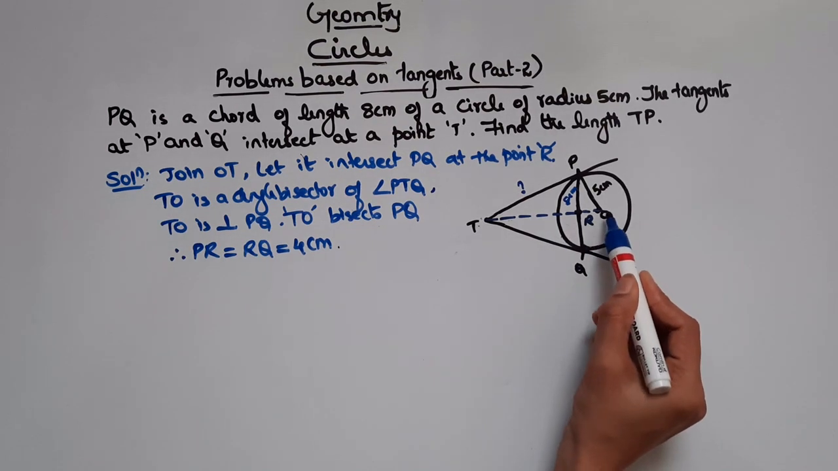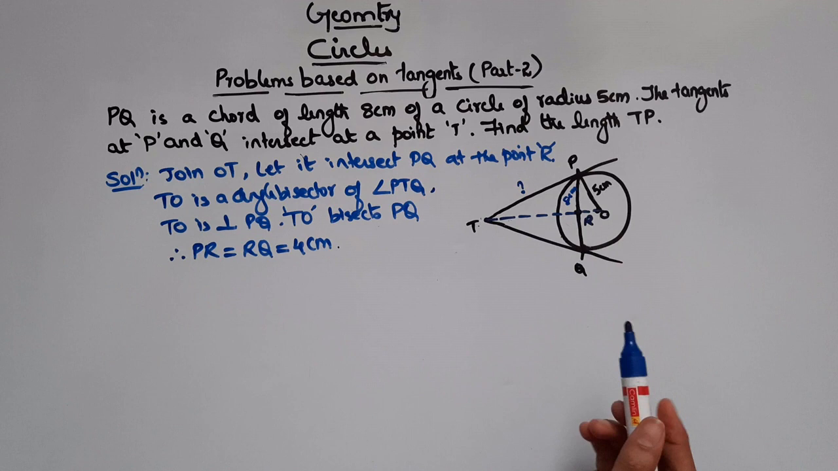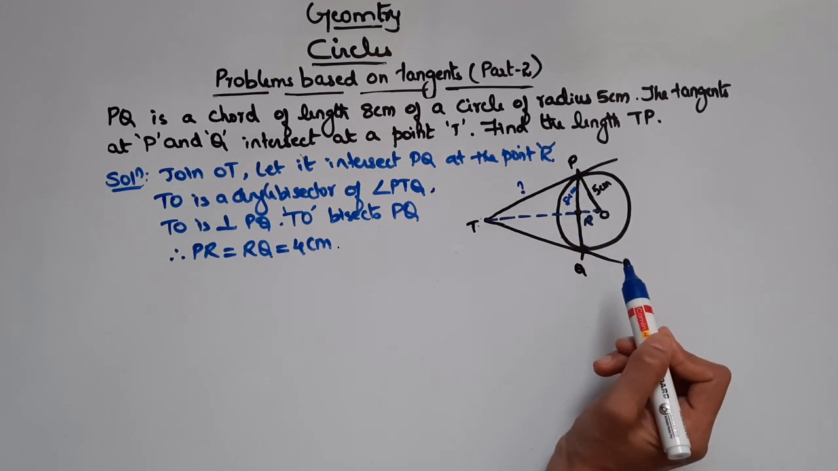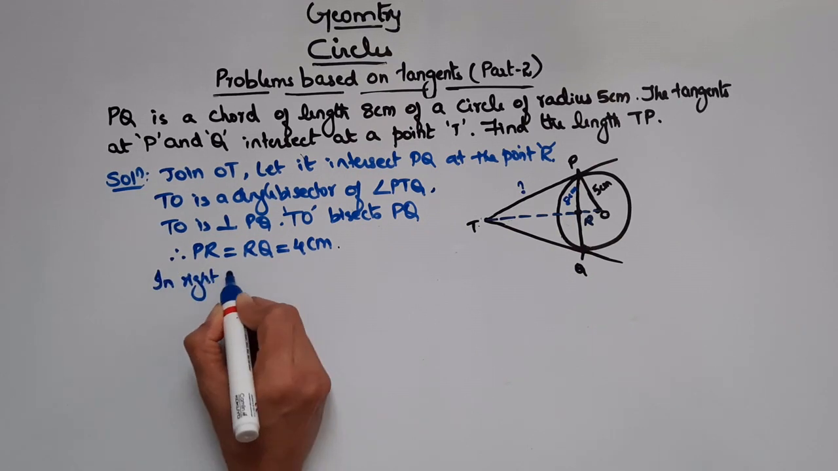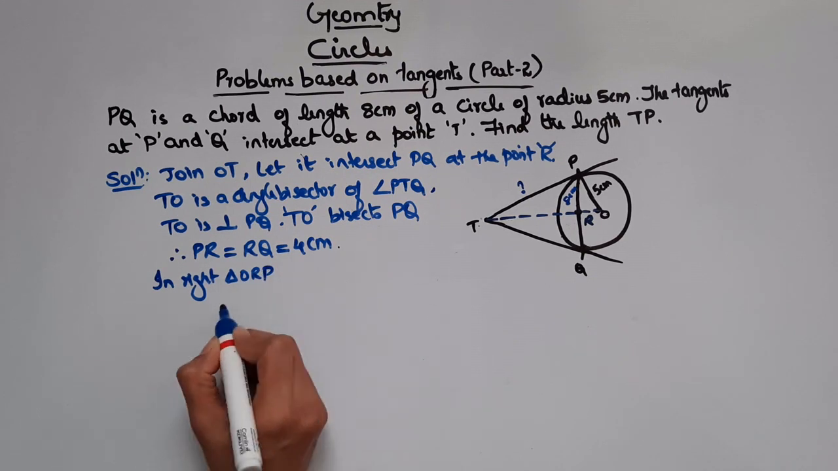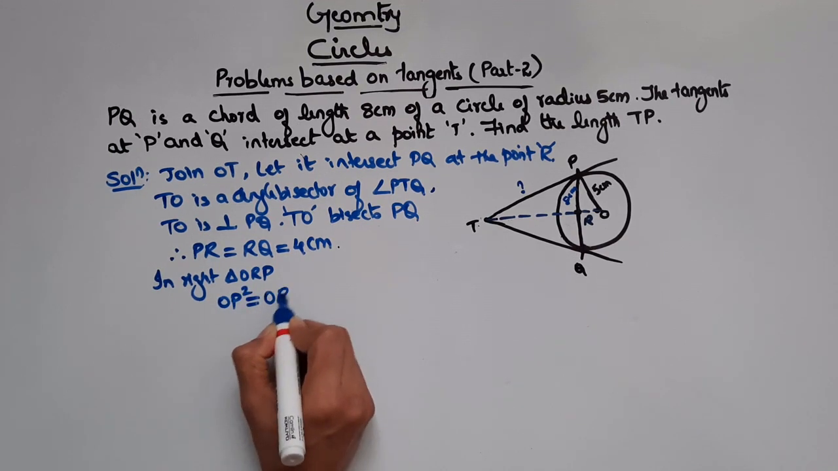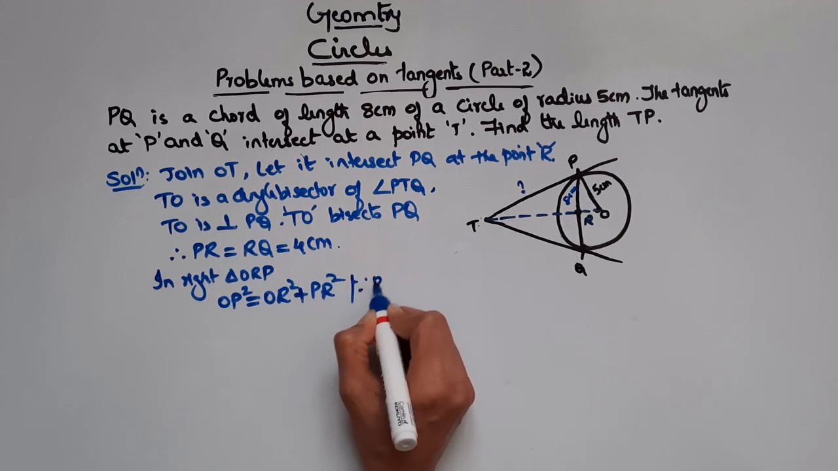So now if you see, this triangle ORP is a right angle triangle. So we can apply Pythagoras theorem to this small triangle here, right? So in right triangle ORP, we can say by Pythagoras theorem OP square is equal to OR square plus PR square.